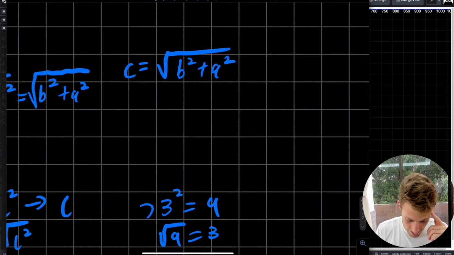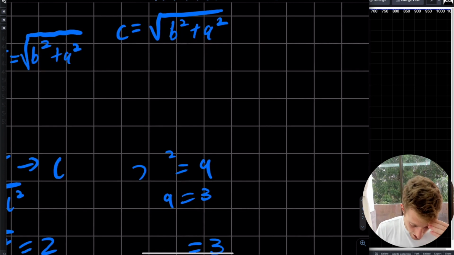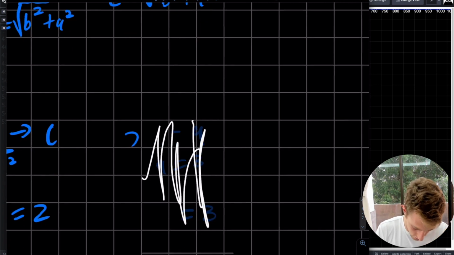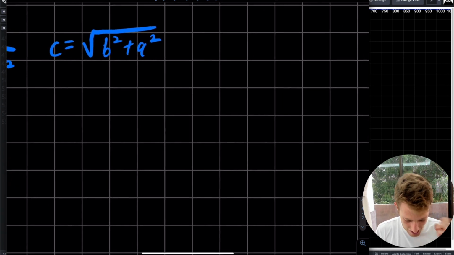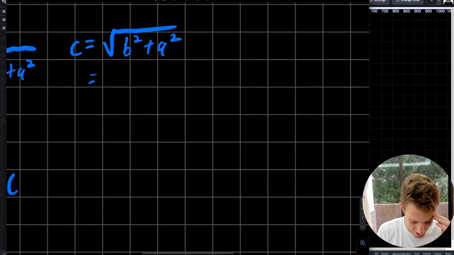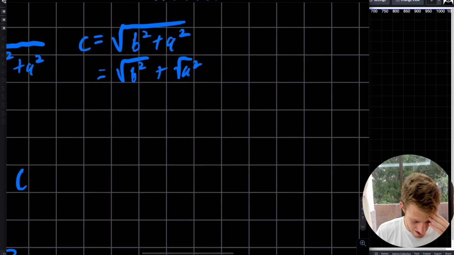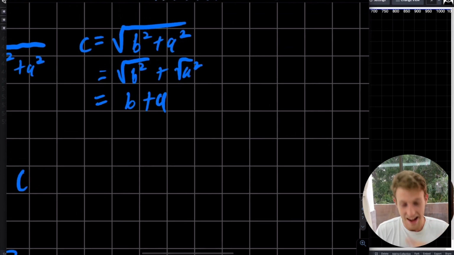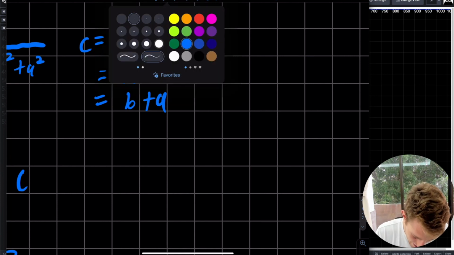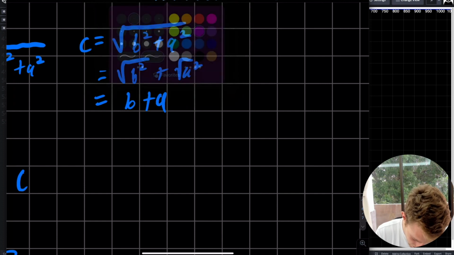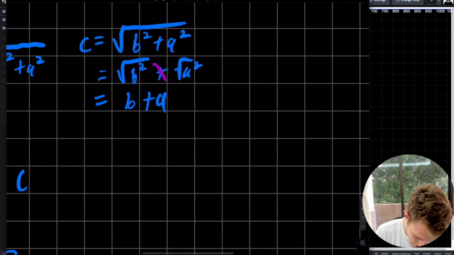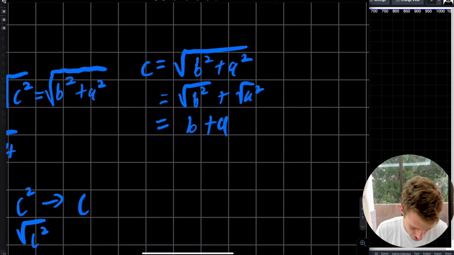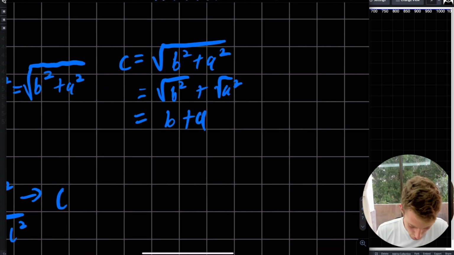And this is why the area model is so useful. Because what a lot of people then do from here is say, okay, that is equal to the square root of b squared plus the square root of a squared, and that is then equal to b plus a. This happens all the time, but that's just not true. You can't break up this. I wish I had a darker shade of red, but this is a big no-no.